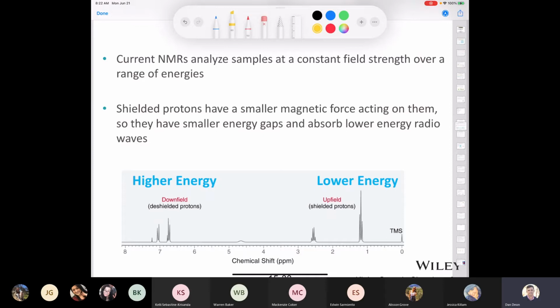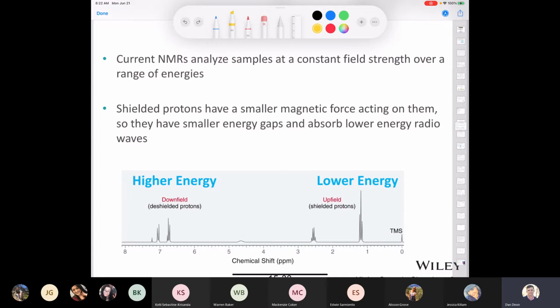So shielded protons are going to have a smaller magnetic force acting on them, right? Since they have a greater shielding effect, they feel less of the magnetic field. And so they have smaller energy gaps between them, and therefore they require lower energy radio waves. Whereas when we're downfield, it requires higher energy radio waves. Why? Because we have a larger energy gap between the alpha and the beta spin states, because these protons are deshielded and they feel more of the magnetic field.